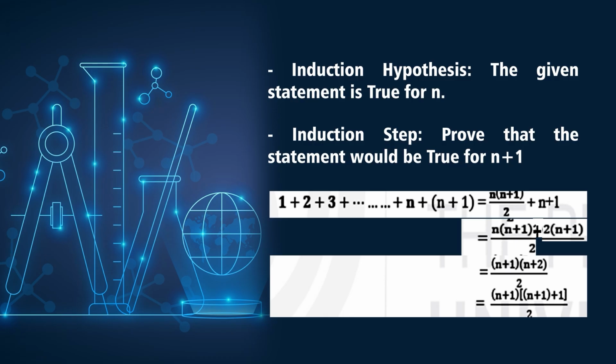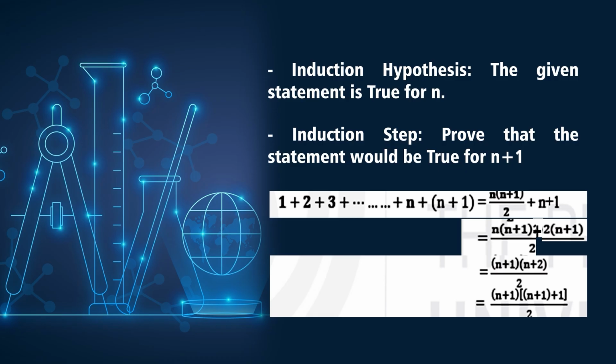Okay. So, on the right hand side you see, we take 2 common, and what we get is n into n plus 1 by 2 plus 2 times n plus 1. And when we take n plus 1 as common, we get n plus 2 in the bracket divided by 2, and this can be represented as n plus 1 in parenthesis, and once again n plus 1 plus 1 in another parenthesis, divided by 2. This is what represents the sum of n plus 1 terms as far as the mathematical equation goes.